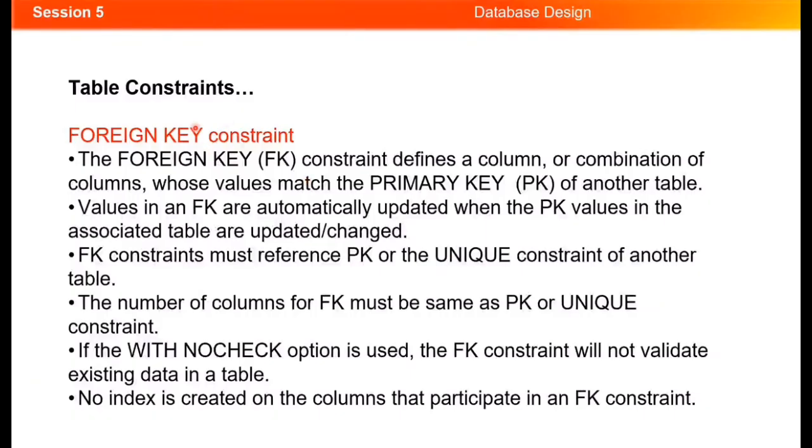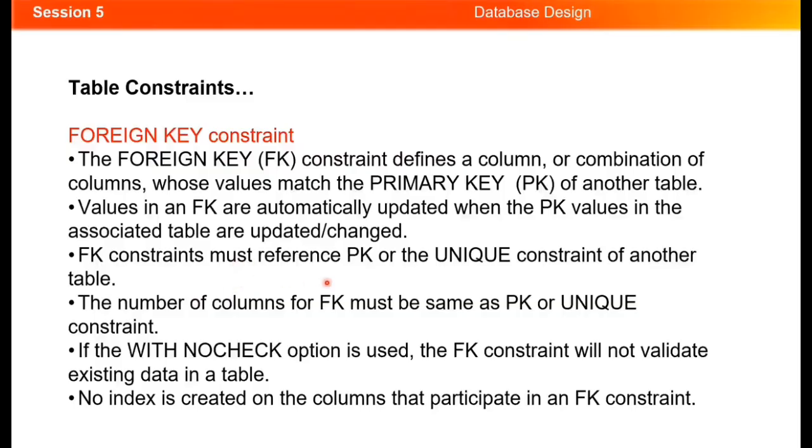Another table constraint is the foreign key constraint. The foreign key constraint defines a column or combination of columns, that's important, whose values match the primary key in another table. So the foreign key is that link between tables, and it is also how the tables relate. A data architect must analyze the enterprise and let us know how the tables relate. Values in the foreign key are automatically updated when the primary key values in the associated table are updated or changed. So that's convenient.